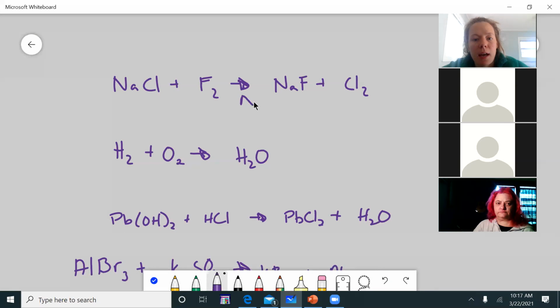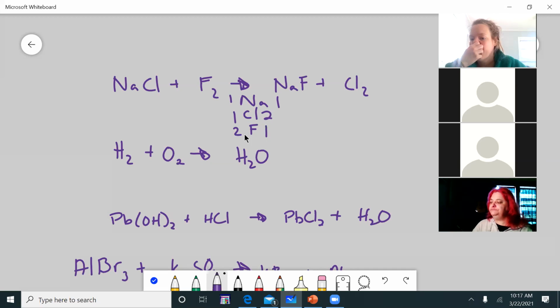So this one here, I've got sodium, chlorine, and fluorine. I've got 1 sodium to start with and 1 sodium to end with. I have 1 chlorine to start with and 2 chlorines to end with. I have 2 fluorines to start with and 1 fluorine to end with. I like that there's 2 and 1 on both sides. It should be a pretty easy fix.